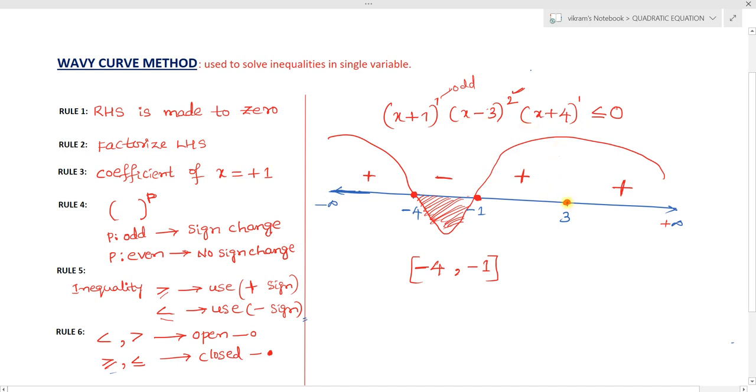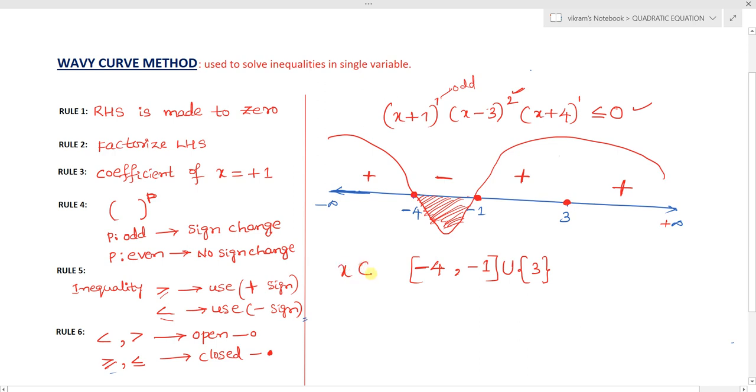That means if we substitute x equals 3, we get 0 equals 0, which is a true statement. So here 3 also has to be included in the solution. Whenever we have less than or equal to, every root value of x has to be included in the solution. So the particular value 3 is represented with curly braces. Only 3 has to be included, so we represent it with curly braces. So minus 4 to minus 1 union curly 3. So what does it tell us?